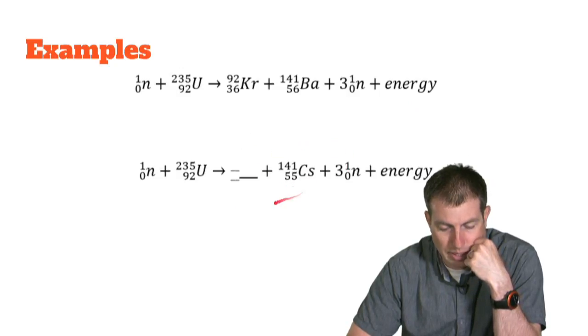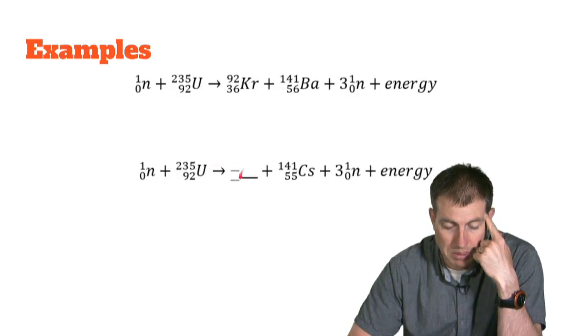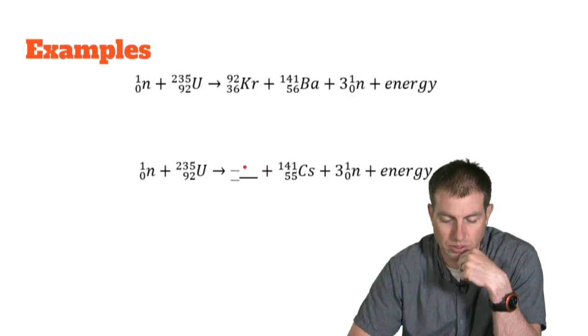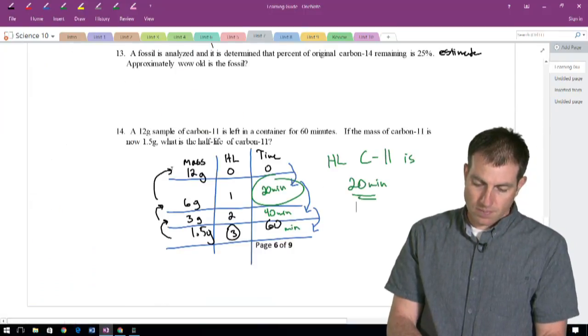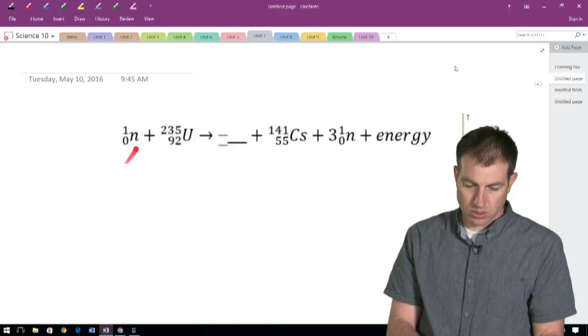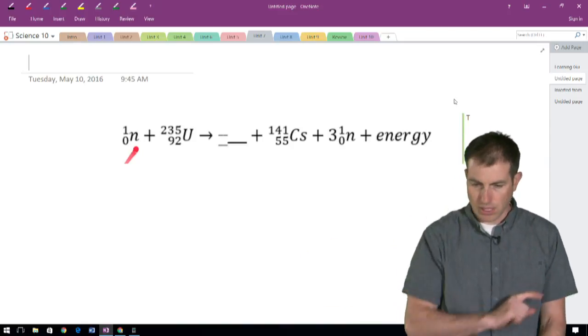Down below here, I'm giving you some cesium, Cs, and I'm starting with uranium. I'm bombarding it with neutrons, and it's breaking down into something different. I'm asking you to help me figure out what this something is. So the first pair was krypton and barium. This one's a little bit different. I have cesium and something else, and we're going to figure out what the something else is. So let's jump into OneNote. There we go. So we need to figure out what it is.